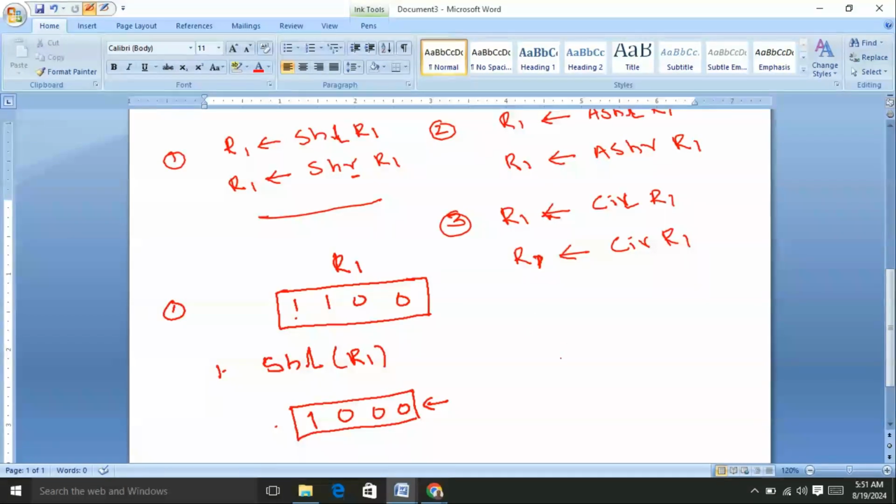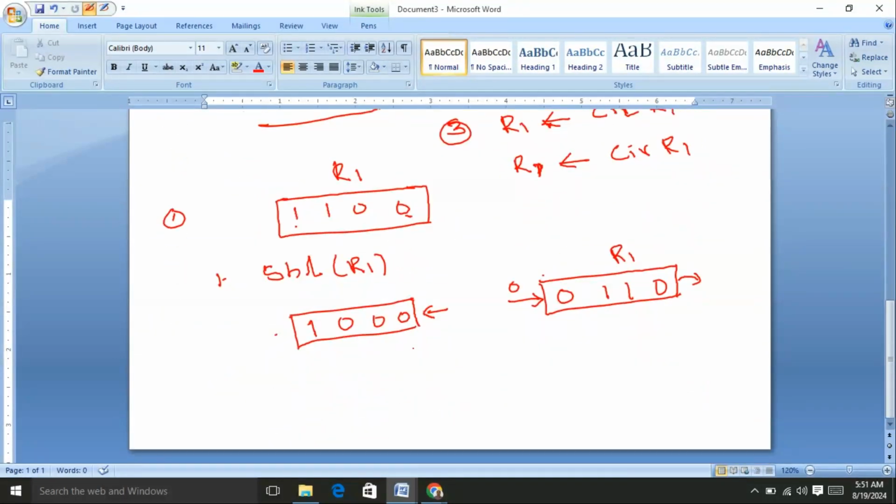In the same way, for the logical right shift, I insert a 0 from the left side, hence 0110. The last 0 comes out of the register R1, hence it is not available. That is the logical shift right and shift left.